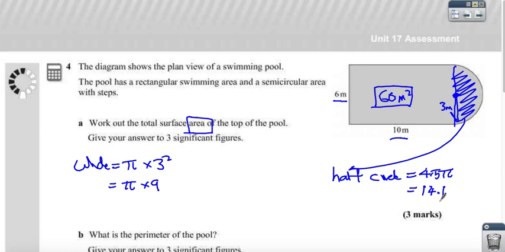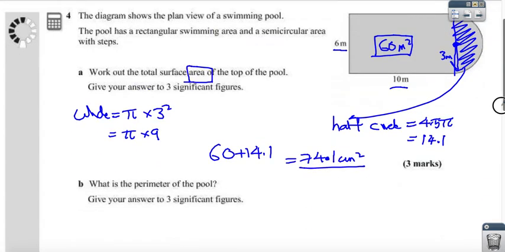14.1. Okay, and then you add on the 60, so 60, add the 14.1 for your final answer. It's 74.1 centimetres squared, because it was an area. Okay, so add the rectangle to the half circle.